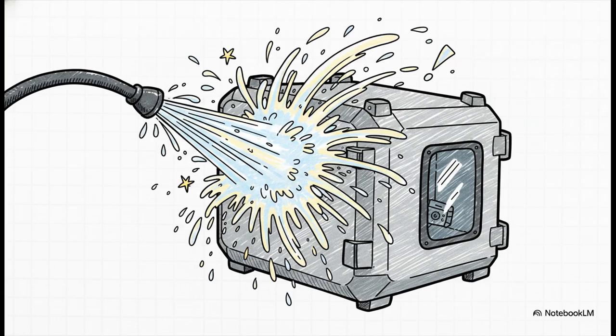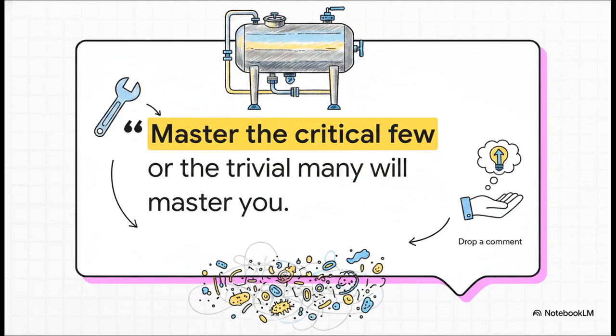And what about the outside of your equipment, the part facing that harsh washdown environment? Well, the ultimate benchmark for survival there is achieving an IP69K rating. This means your external housing and seals can withstand direct, high-pressure water jets up to 80 bar at blazing temperatures up to 80 degrees Celsius without letting a single drop inside the enclosure. Remember, design junkies, master the critical few or the trivial many will master you.